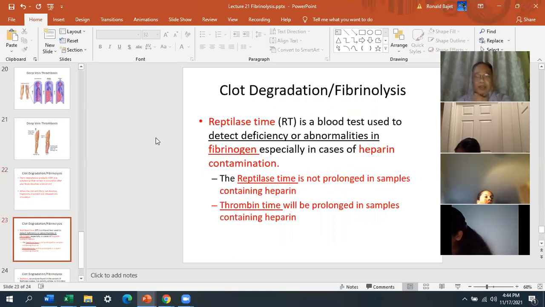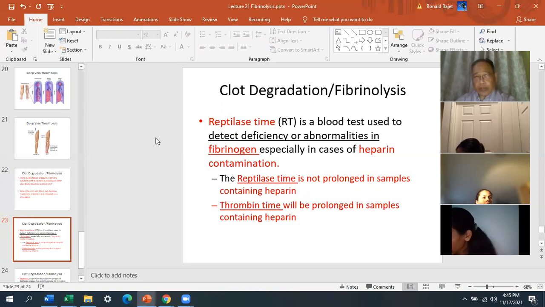Reptilase. Reptilase time is basically, they don't use this test anymore, and I'll consider taking it out of the lecture next year. But the reptilase time is a blood test used to detect deficiency or abnormalities in fibrinogen, especially in cases of heparin contamination. So it was one of the ways that the laboratory could detect whether or not a specimen was contaminated with heparin. Okay, because what's the rule? You never draw blood above an IV, correct? Because the IV has heparin, and all of a sudden, the patient has an extended or prolonged PTT.